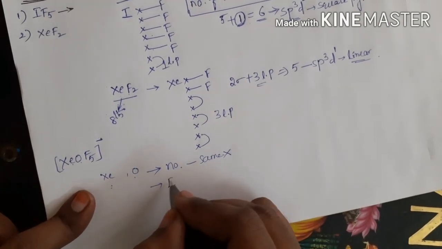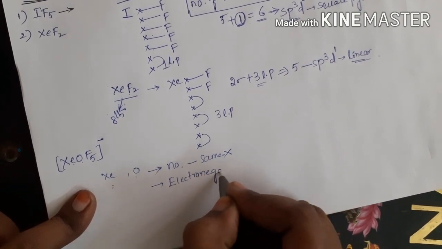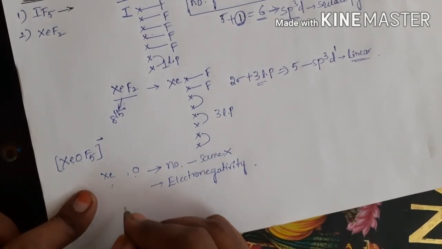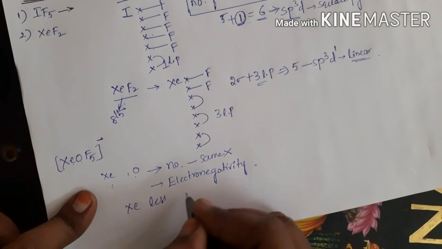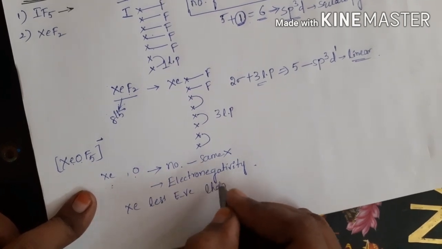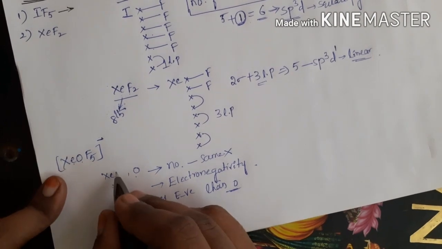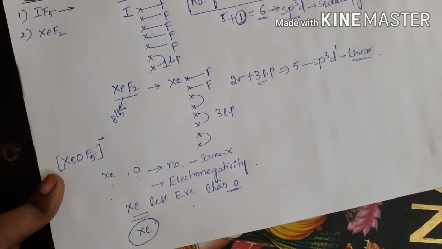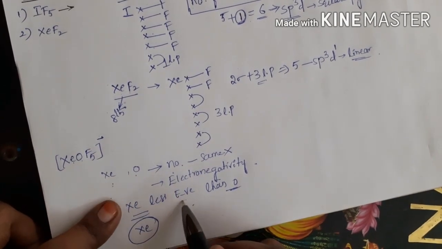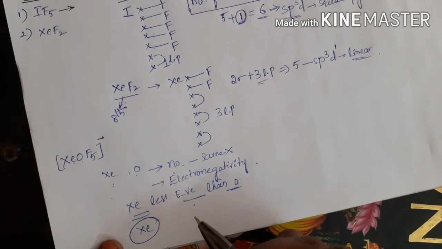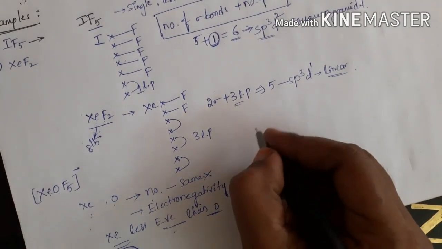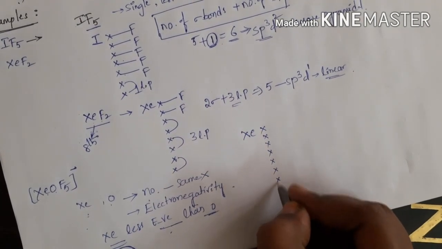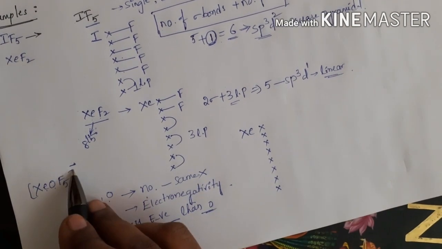Coming to the next rule, electronegativity. See the electronegativity of xenon and oxygen. Which one is less electronegative? Xenon is less electronegative than oxygen. So in this given compound, which is the central atom? Xenon is the central atom. Why? Because it is present in a single number only, and it has less electronegativity than oxygen. So xenon becomes our central atom. Obviously xenon belongs to the 8th group: 3, 4, 5, 6, 7, 8. Is there any charge? Yes, one negative charge is there.